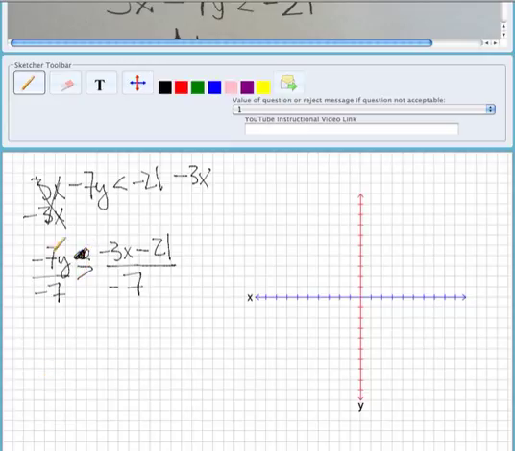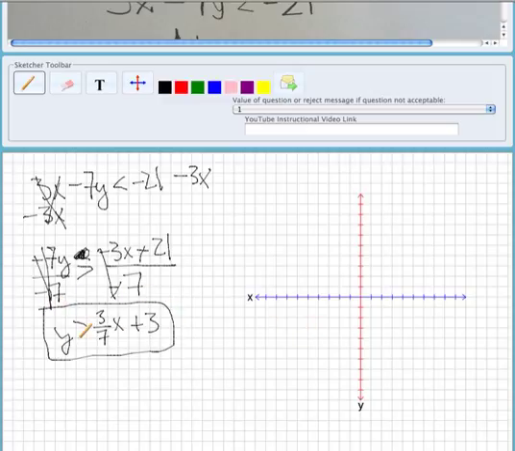So what we get is the negative 7's cancel out. Y is now greater than. These negatives cancel out, so it's 3 over 7x. And the negative is also going to cancel out with this negative, plus 21 divided by 7, which is 3. Alright? So now this is in a form that is easy to graph.